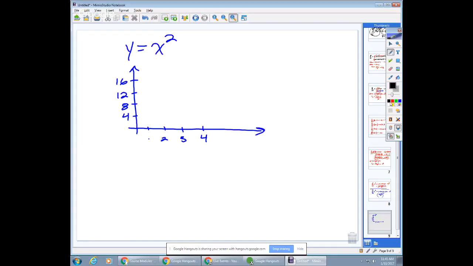And so to graph this, I know that we have the point 0, 0, 1, 1 is going to be about there. 2, 4 lives about here. 3, 9 is about here-ish. 4, 16 is somewhere over there. And we get that beautiful parabola.